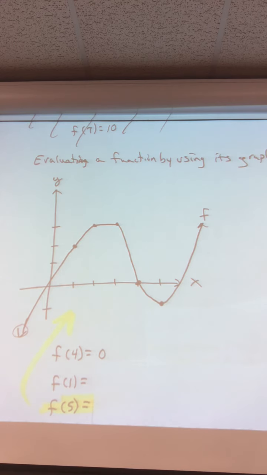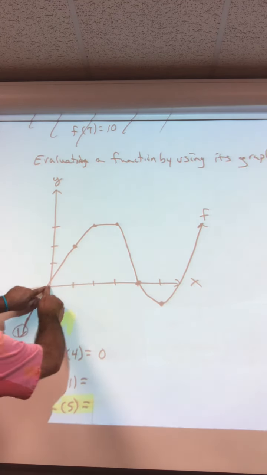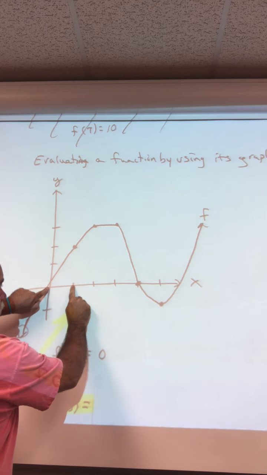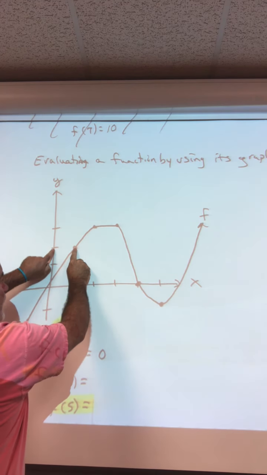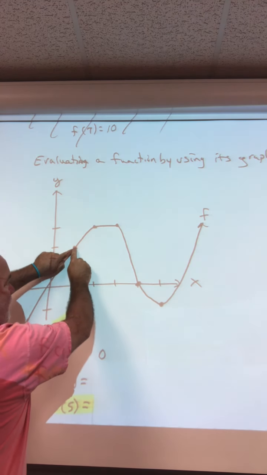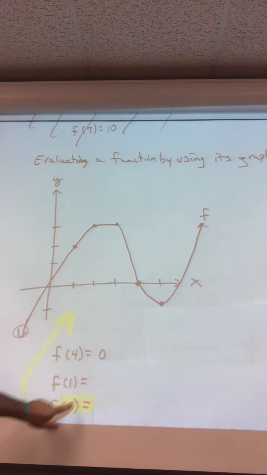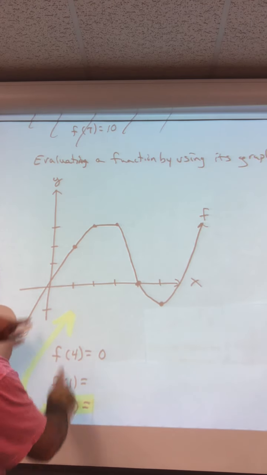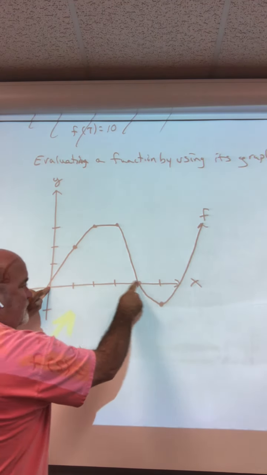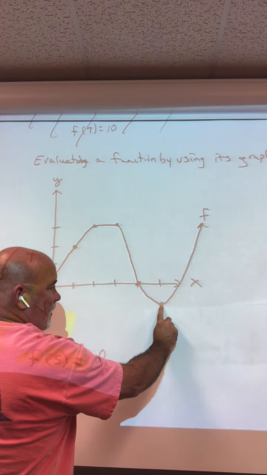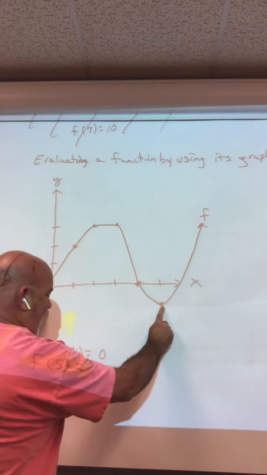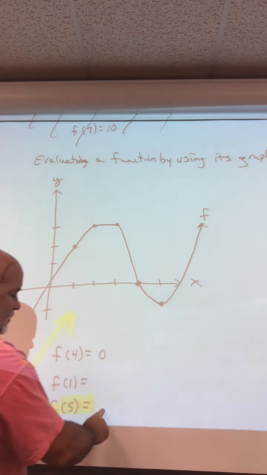Okay, now let's do f of 1. Find a point on the graph, 1 comma something, but it's got to be on the graph. So this is 1. That point right there is 1 comma something, and that something is 2. So this is 2. And then f of 5 would be find a point on the graph where x is 5, that point right there, and give the y that is paired with, which is negative 1.